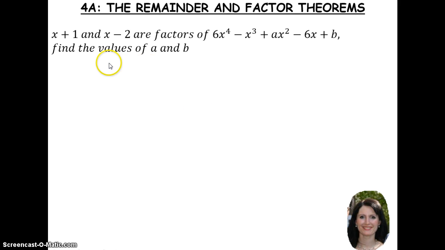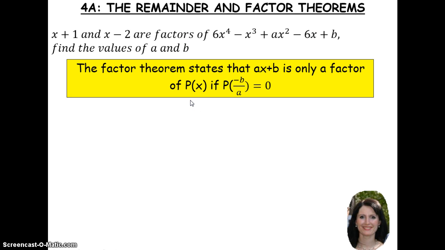Let's try this one, a little bit more complex. X plus 1 and x minus 2 are factors of 6x to the 4 minus x cubed plus ax squared minus 6x plus b. We want to find the values of a and b. We might actually leave this one till the next slide. We're going to run out of time.